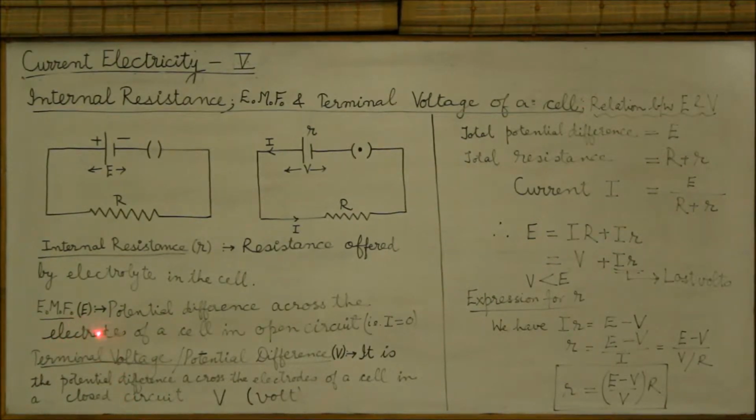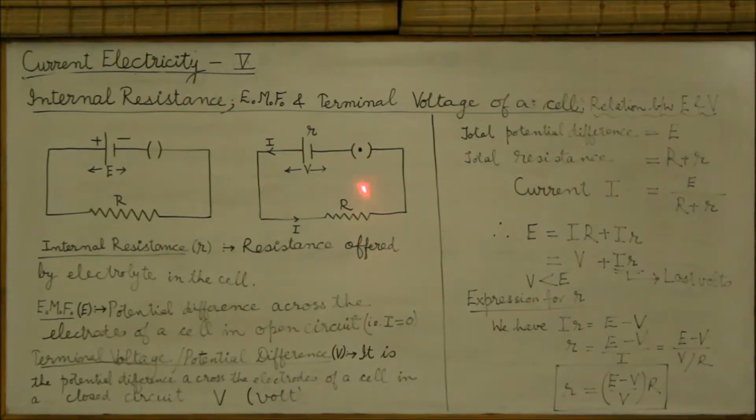The EMF of a cell can be understood if we consider this circuit. We have the cell, a key which is open, that is, no current will flow through the circuit, and an external resistance which is load, to which the cell is supposed to supply the current. The EMF is the potential difference across the electrodes or the two plates of a cell in open circuit when no current is drawn from it.